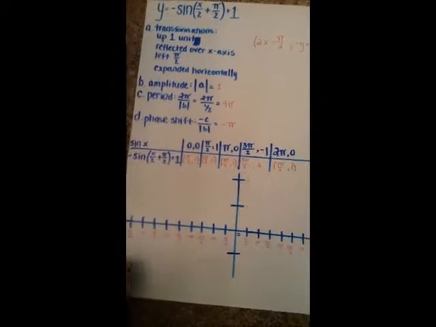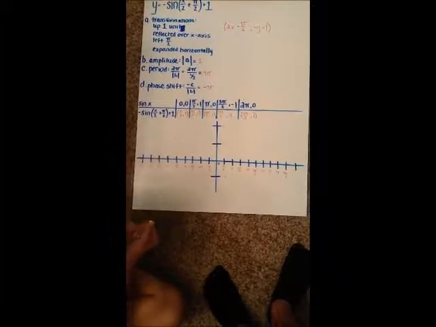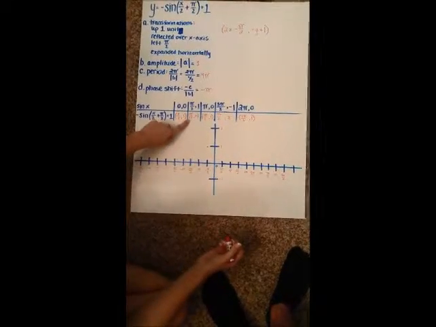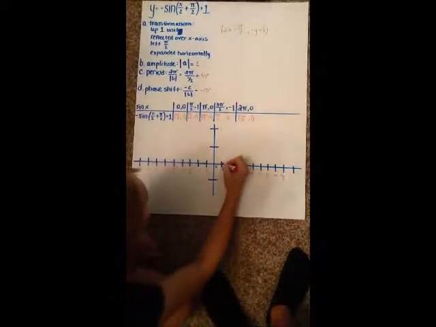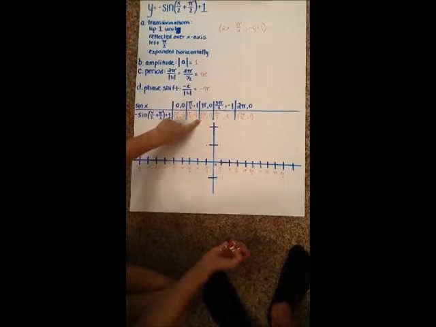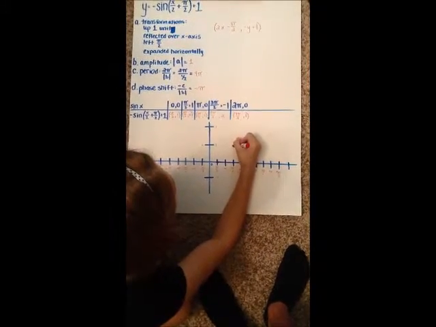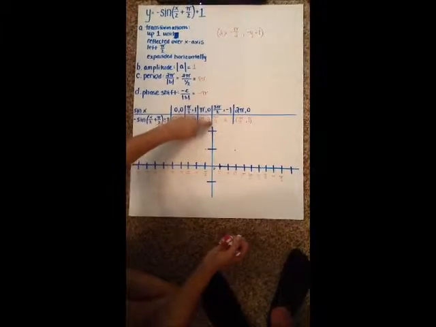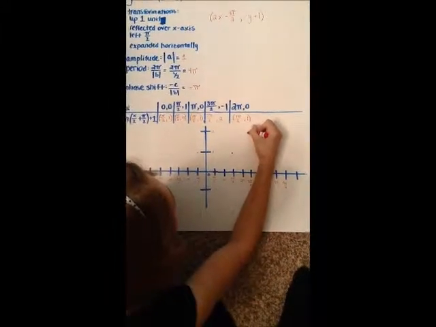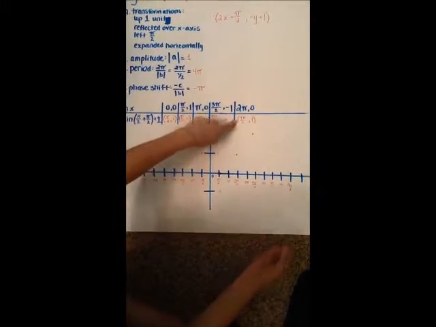Now we plot the points. The first point will be negative pi over 2 and 1. The second point will be pi over 2, 0. The third point will be 3 pi over 2, 1. This point is 5 pi over 2, 2. This other point is 7 pi over 2, 1.